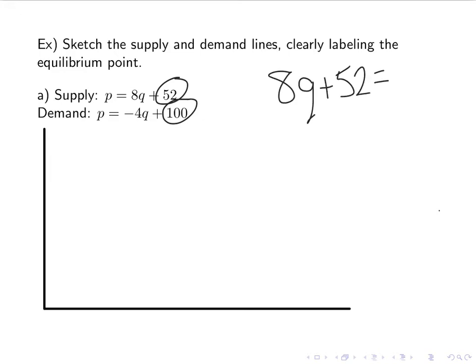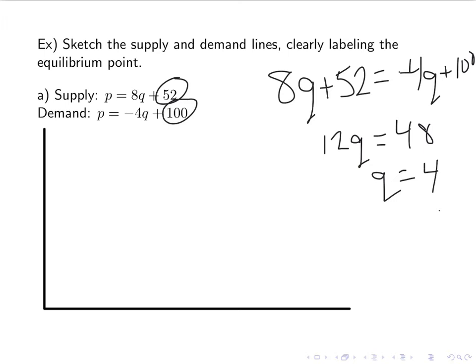8q plus 52 equals negative 4q plus 100. Again, I'm going to put all my q's together, so I'll have 12q. Subtract the 52 over, I'll have 48. Q is 4. I didn't write it, but just like before, we can think of this as in thousands, so 4,000. Then I'm going to plug it into either my supply or my demand, and either way, I should be getting that P equals 84.